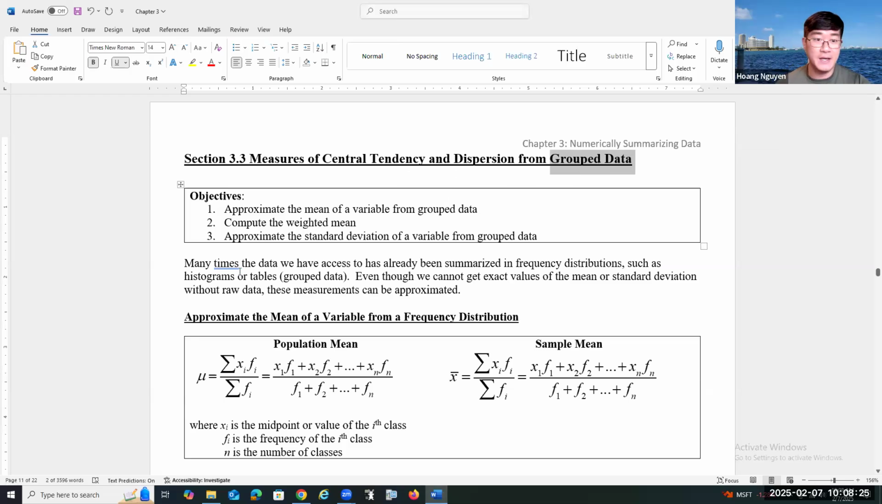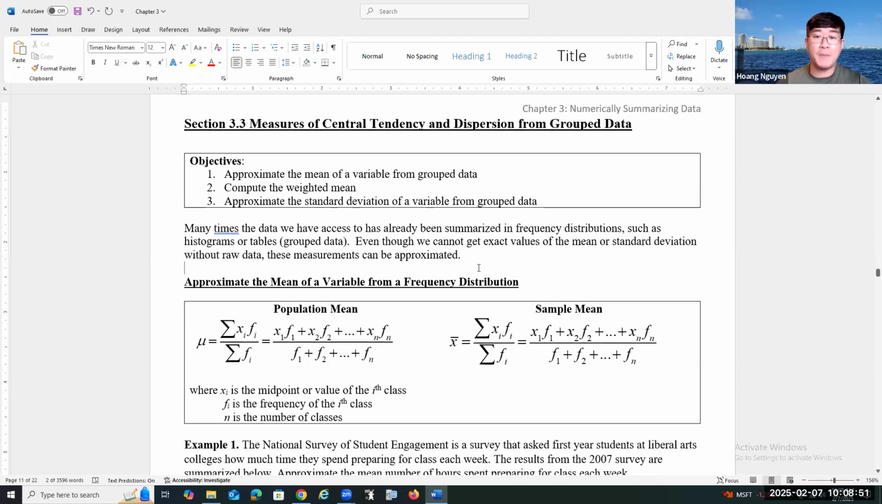Many times the data that we have access to has already been summarized in a frequency distribution, such as histograms or tables for grouped data. Even though we cannot get the exact values of the mean or standard deviation without the raw data, these measurements can be approximated using the provided formula.